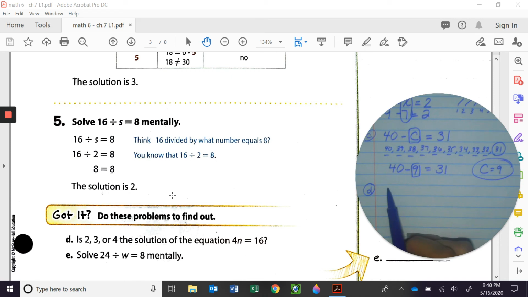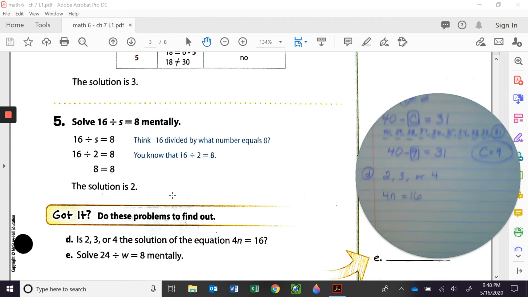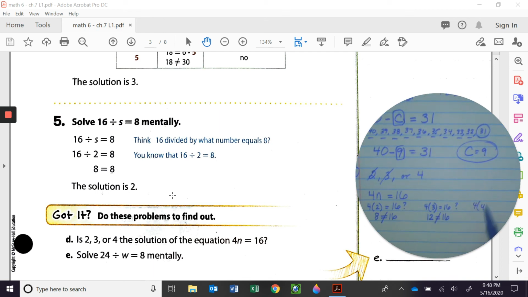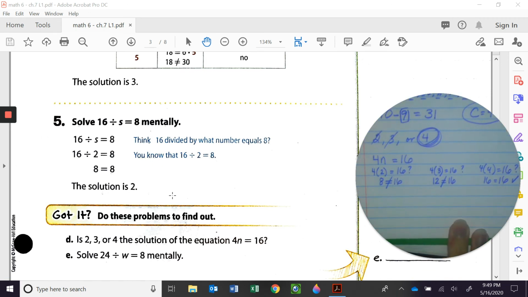All right, so we're going to try 2, 3, or 4 in this equation. 4n equals 16. Okay, so let's try 2 first. So 4 times 2, does that equal 16? Well, 4 times 2 is 8. Does that equal 16? No, it does not. So 2 cannot be our answer. Okay, 4 times 3. Well, 4 times 3 is 12. Does that equal 16? No, it does not. So 3 cannot be our answer. Okay, 4 times 4, we want to know, does that equal 16? Well, 4 times 4 is 16. Does 16 equal 16? Yes, it does. So that means 4 is our solution. Use your calculator, use your multiplication chart, whatever you need.